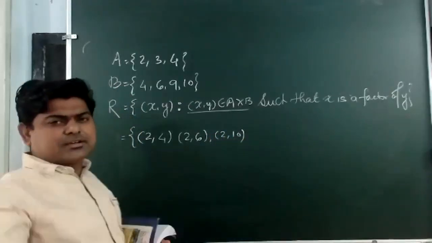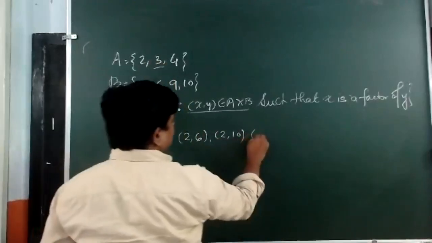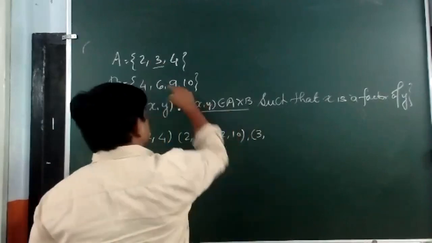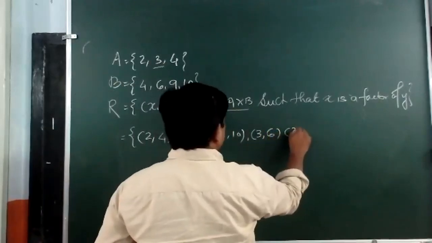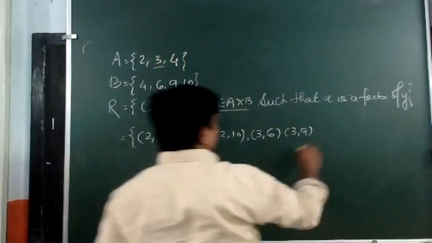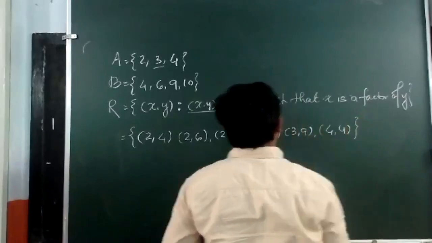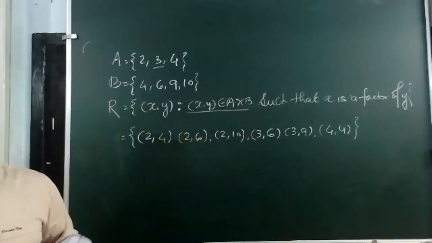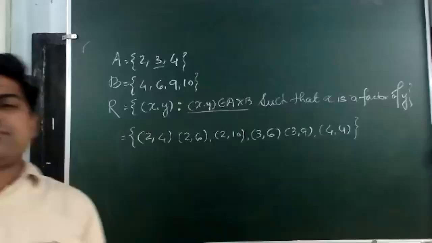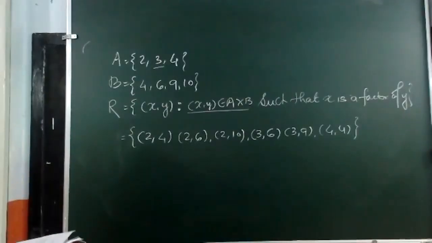Now if I take 3 as an x, this one is 3. So I think I can write 3 is a factor of 6 and 3 is a factor of 9. When I take 4, I think 4 is a factor of 4. It's not a factor of 6, it's not a factor of 9, it's not a factor of 10. So this is what we have to write.